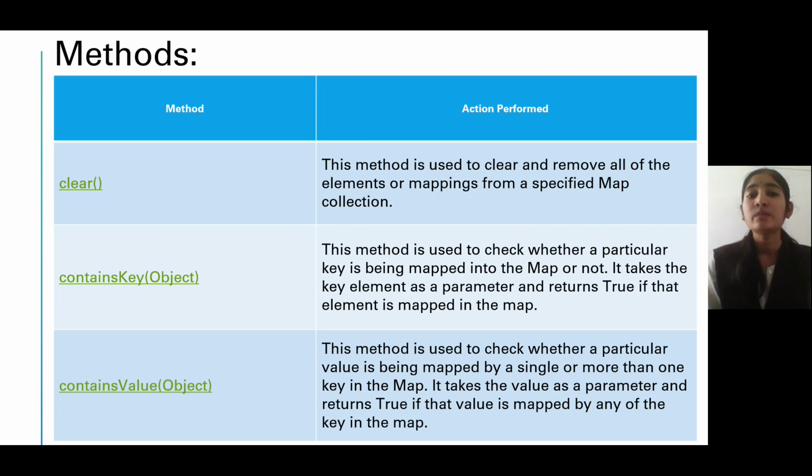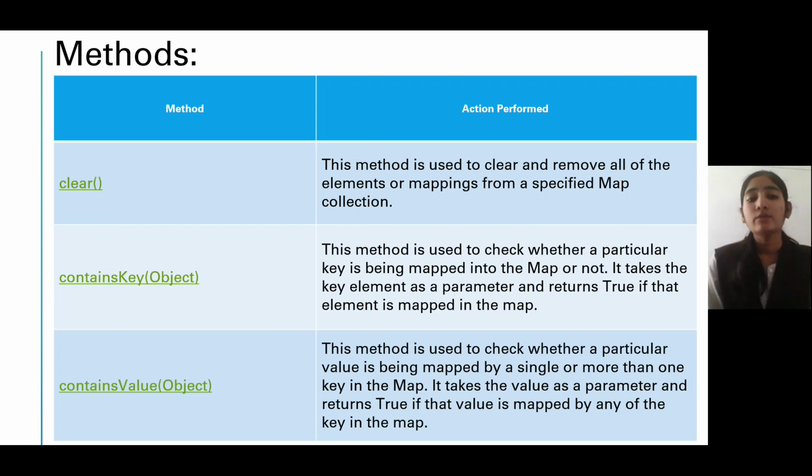Clear means this method is used to clear and remove all the elements or mappings from a specified map collection. Contains key of object means it will check whether the object is in the given map or not. This method is used to check whether a particular key is being mapped into the map or not. It takes the key element as a parameter and returns true if that element is mapped in the map.